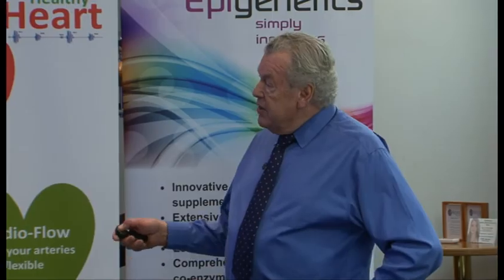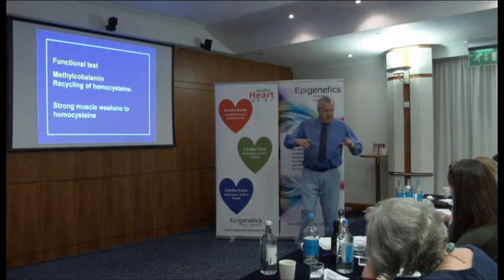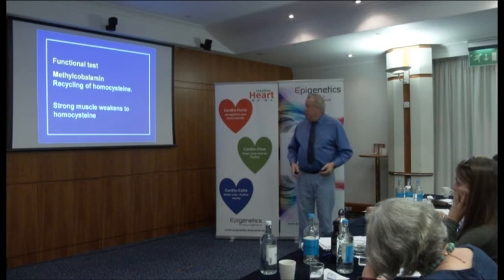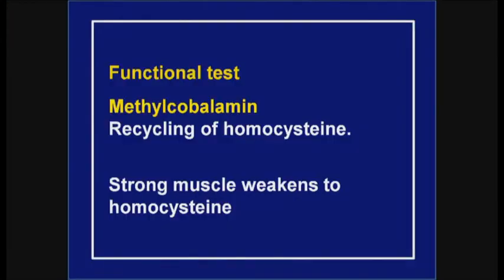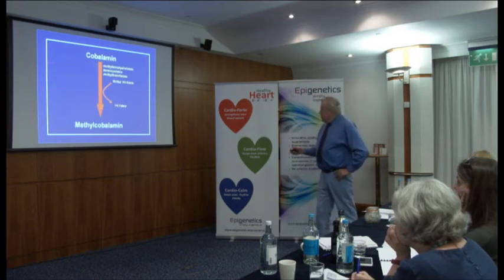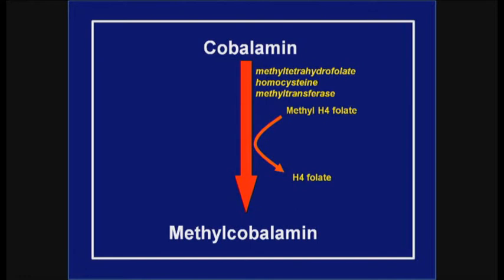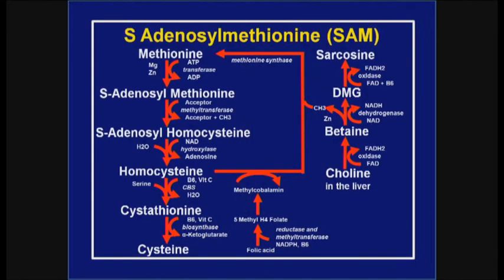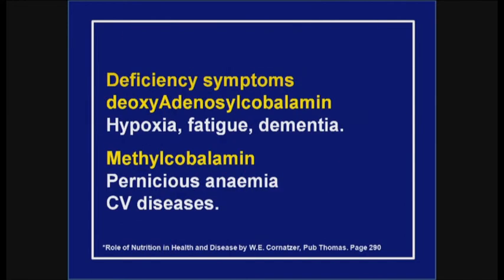So a functional test for methylcobalamin would be homocysteine, because again, methyl gives its methyl group to homocysteine to recycle it. So in this case, a strong muscle weakens to homocysteine. And as we've seen, the B12 gets its methyl group from methyltetrahydrofolate in turn. So here we've got cobalamin going on to make methylcobalamin, and it's donated by methyltetrahydrofolate. So that's back to our one carbon cycle again, which we've seen quite a lot of, and we'll see it again with S-adenosylmethionine a bit later on.